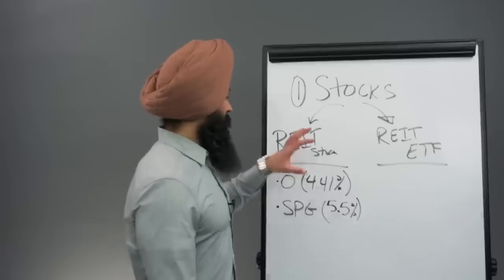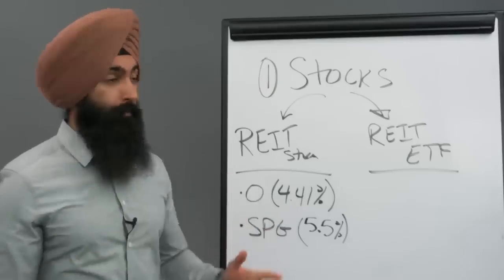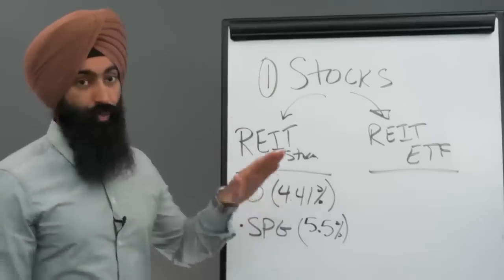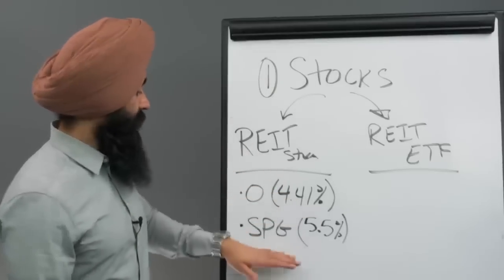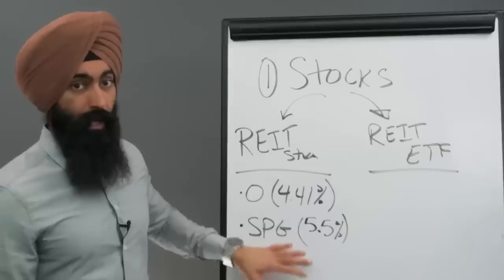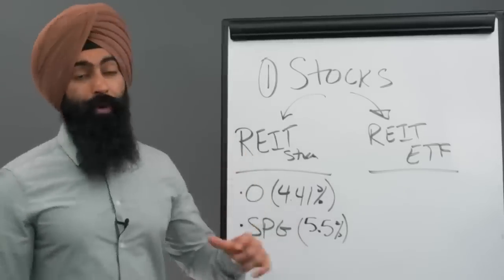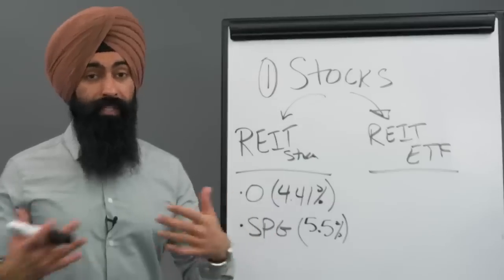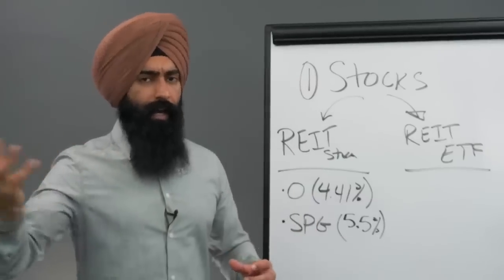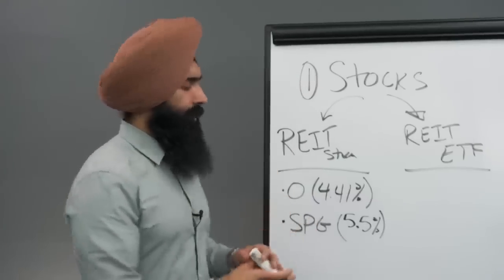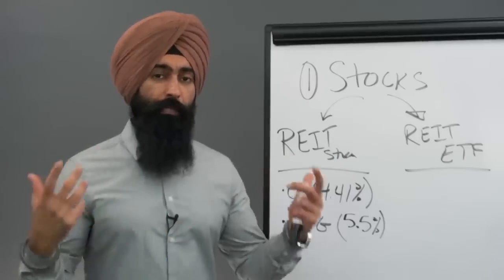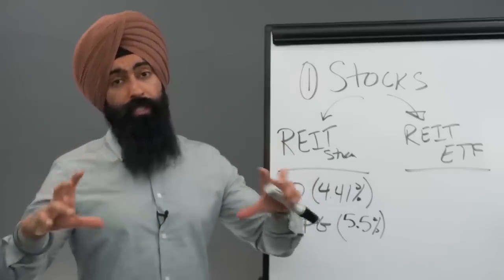Let's start by going over a couple examples of REIT stocks. A couple examples of REIT stocks are O, which is Realty Income Corporation, and then SPG, which is Simon Property Group. These are two different real estate investment companies. Realty Income Corporation is a company that invests in real estate across the country, even some international real estate now, and the Simon Property Group is one of the largest and most premier shopping mall owners in America.